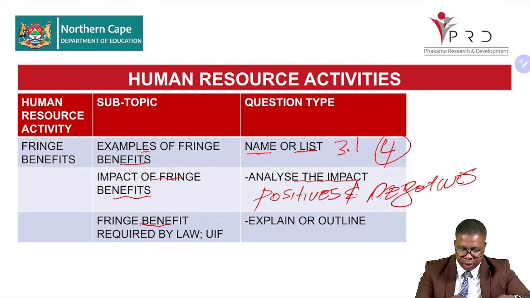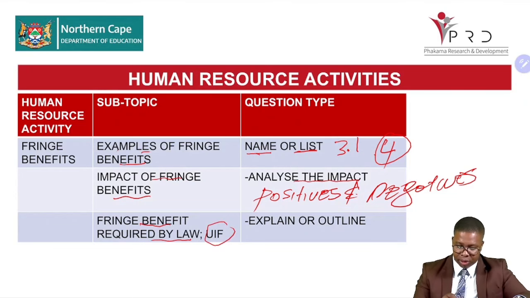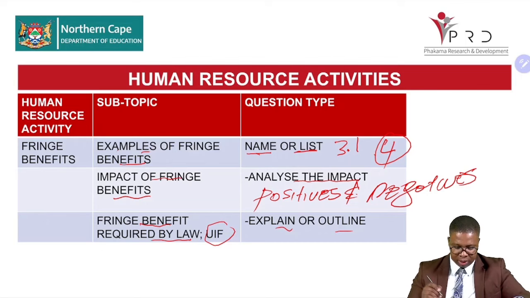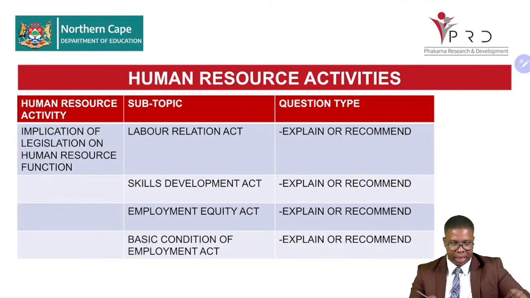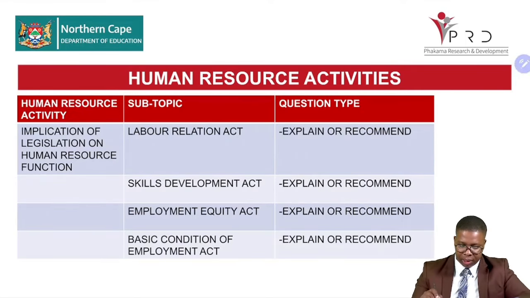Then fringe benefits required by law. You should know that the fringe benefit required by law is the Unemployment Insurance Fund. Just be in a position to explain or outline what it stands for and what we mean by that, and the contributions. Then the last part would be the implications of legislations on human resource.